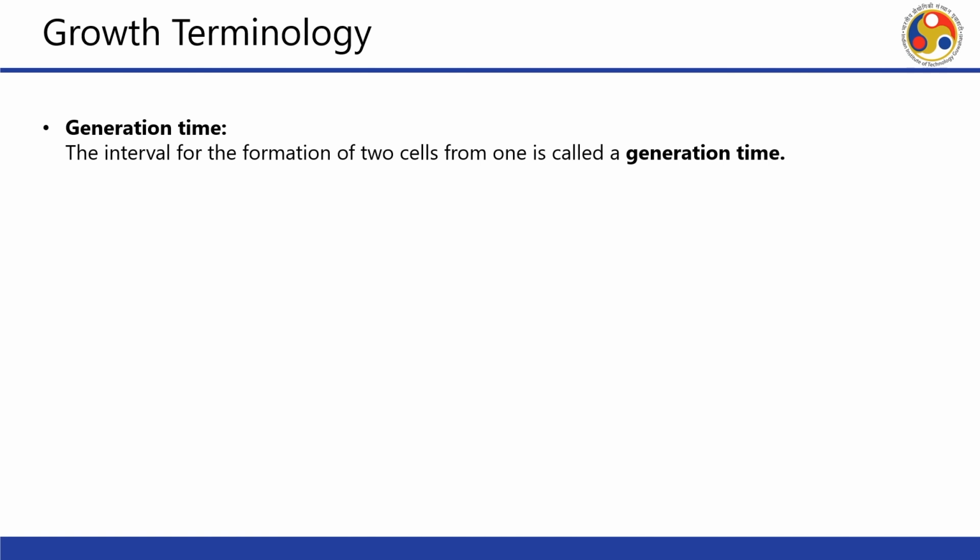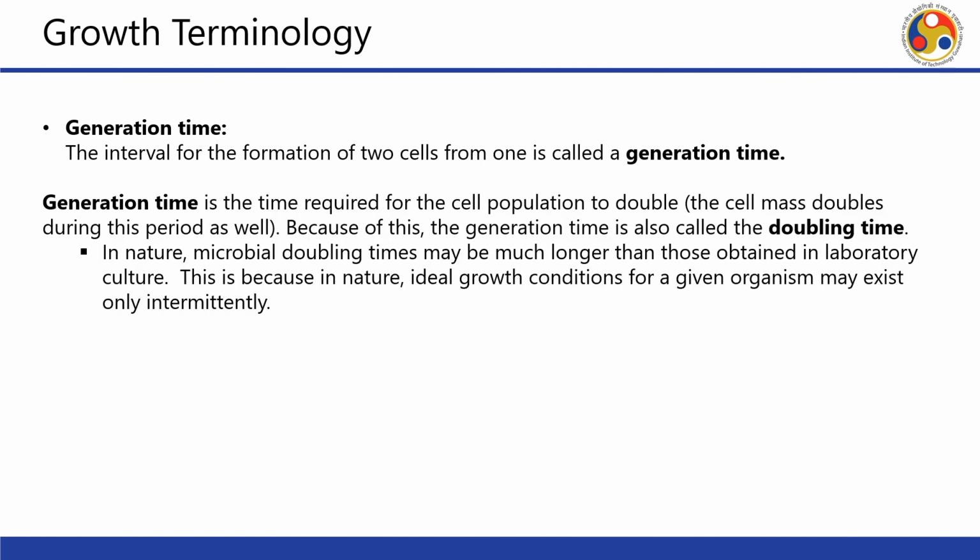This is the interval for the formation of two cells from one, and we call it generation time. This is required for the cell population to double. The cell must double during this period as well. Because of this, the generation time is also called the doubling time.